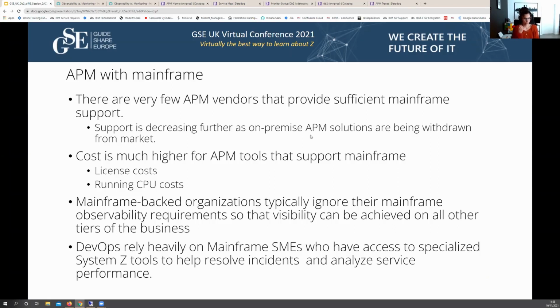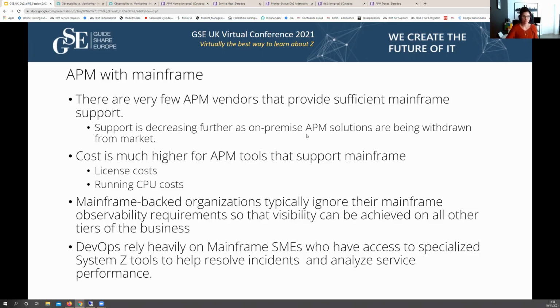And what tends to happen is mainframe-backed companies say, well, you know what, we really like this tool and our DevOps teams are really excited about it. So let's just ignore the mainframe requirement and hope that at some point in the future, we get access to mainframe support in that APM tool. And that's okay. I mean, what else can you do if your budget doesn't allow you to buy a more expensive tool, or whatever else constrains you? I can understand going forward that way.